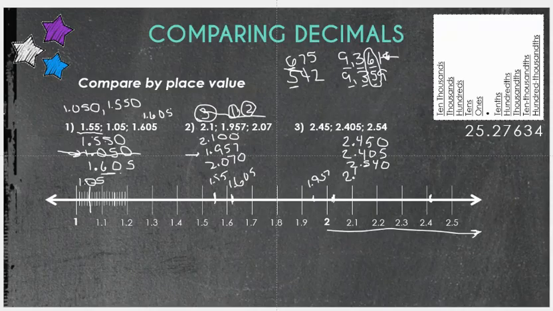2.405 would be about here, very close to 2.4. 2.450 would be about halfway. And 2.540 would be about here. So our smallest is 2.405. Hey, it was the one that started out with the most digits. And then 2.45, and then 2.54.